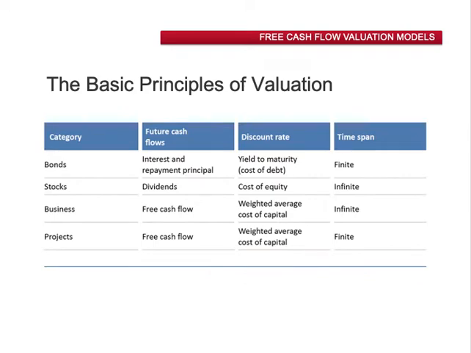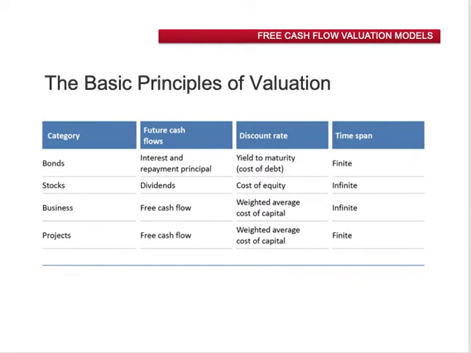This table shows you the application of the discounted cash flow model for bonds, stocks, businesses, and projects. In column 2, we have the type of cash flow that we need to calculate the underlying value. This is the type of discount rate that we use, and this is the time span. Looking at business valuation versus project valuation, we can see a big difference between the two. It's not the cash flow, it's not the cost of capital, but it's the time span.